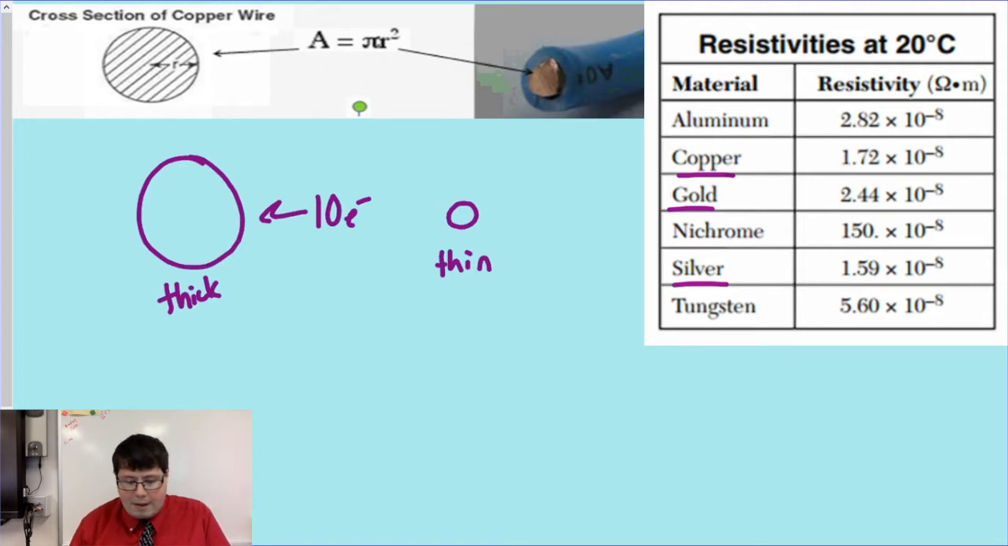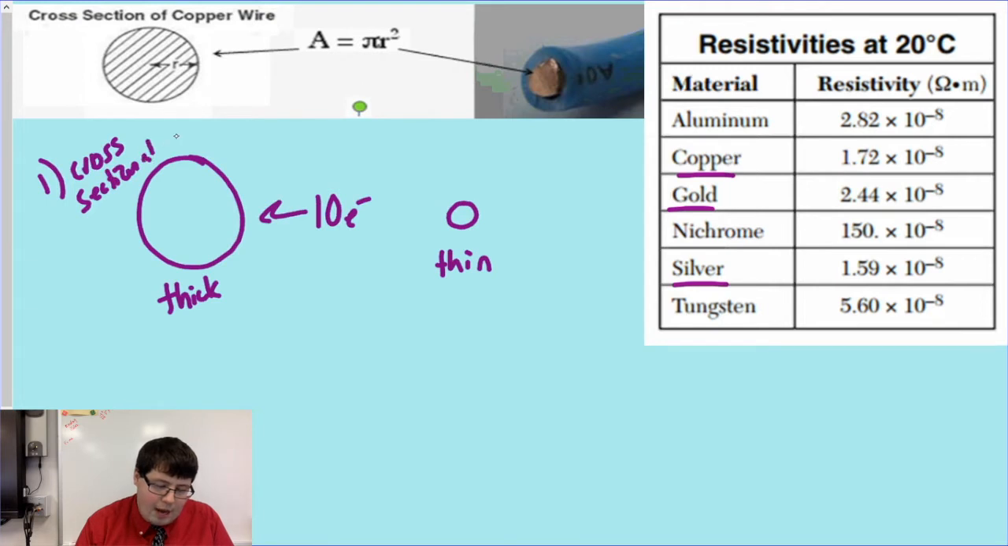So the one thing it depends on is cross-sectional area. So one other factor that impacts resistance is called cross-sectional area. The reason why it's called cross-sectional is because this is like a cross-section of a wire. You're just looking at that one section that makes a circle there. Now to calculate the cross-sectional area, you got to think back to math, maybe geometry or algebra, and remember the area of a circle is pi r squared. And we'll take a look at an example of that in a second.